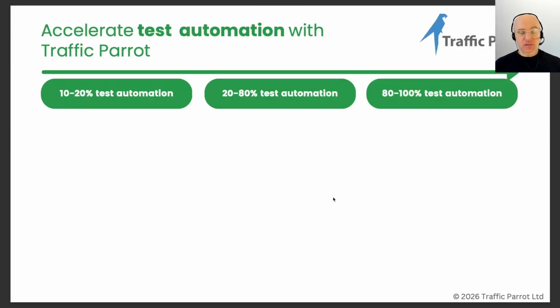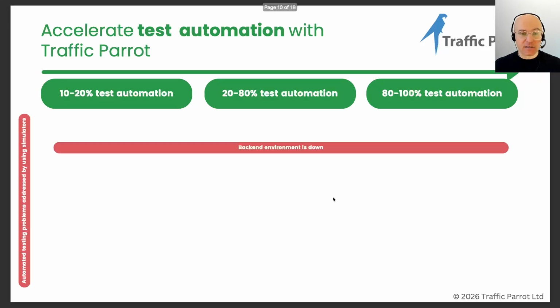So yeah, this is a very powerful technique when you're writing your automated tests and you're on your test automation journey. And you might find yourself in one of these three buckets. You might be starting your test automation journey. You might be in the middle of your test automation journey, scaling the adoption of test automation, 20 to 80% of test automation, or you might be at the very end of your test automation journey where you've got almost everything automated. And Traffic Parrot will help you to get from the early stages to the later stages much faster.